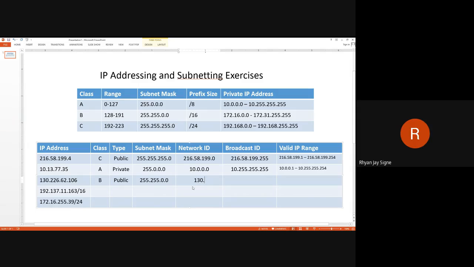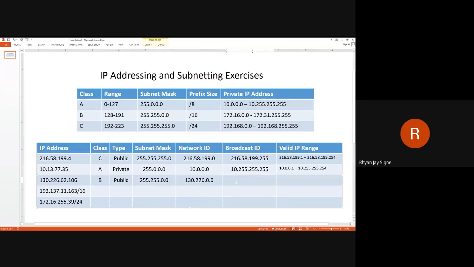226 times 1 equals 226. Then 2 times 0 equals 0, and 106 times 0 equals 0.